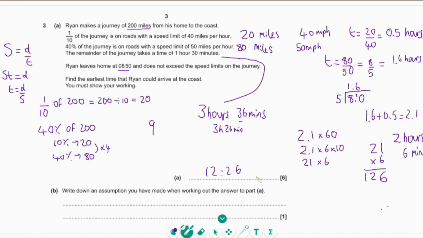Write down an assumption you have made when working the answer to part A. So something along the lines of, he is travelling, he drives at the speed limit and does not drive slower or is delayed. There's a lot of things you could put for this. There are no traffic lights, no roundabouts, that kind of thing. Does not get stuck in traffic.